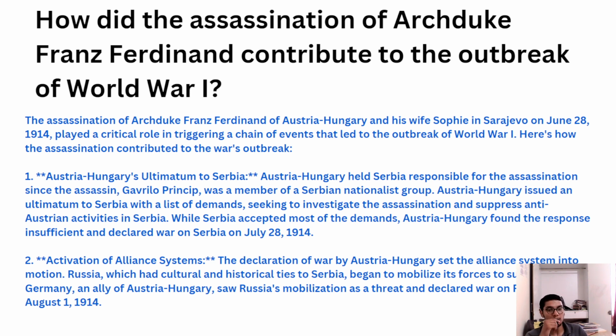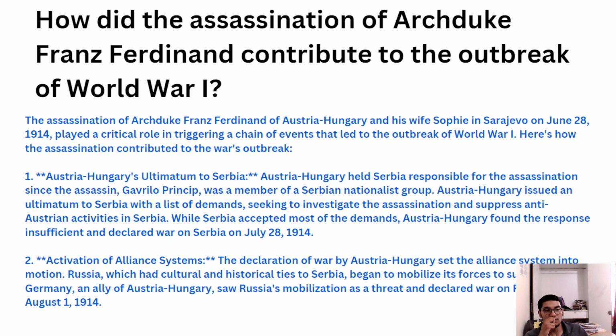Austria-Hungary's ultimatum to Serbia: Austria-Hungary held Serbia responsible for the assassination since the assassin, Gavrilo Princip, was a member of a Serbian nationalist group. Austria-Hungary issued an ultimatum to Serbia, a list of demands seeking to investigate the assassination and suppress anti-Austrian activities in Serbia. While Serbia accepted most of the demands, Austria-Hungary found the response insufficient and declared war on Serbia.